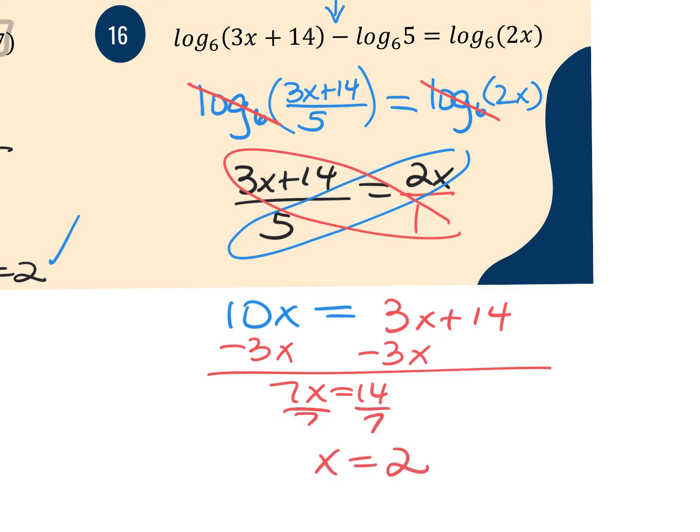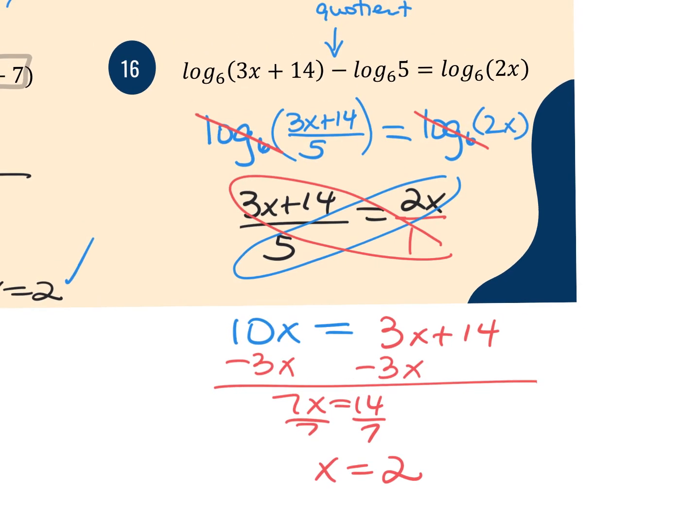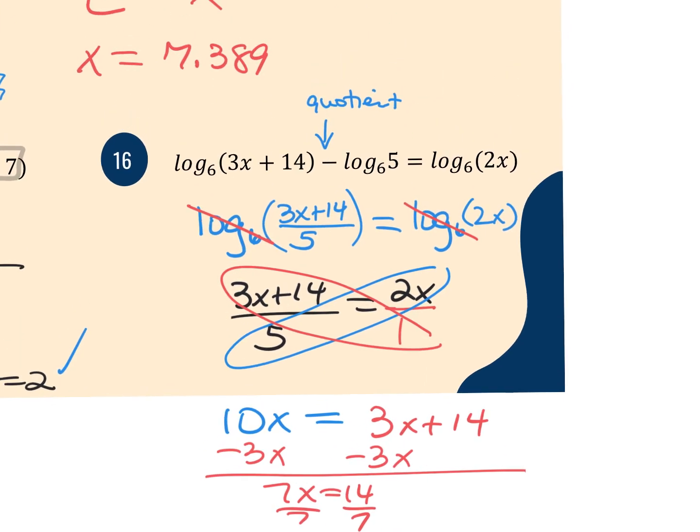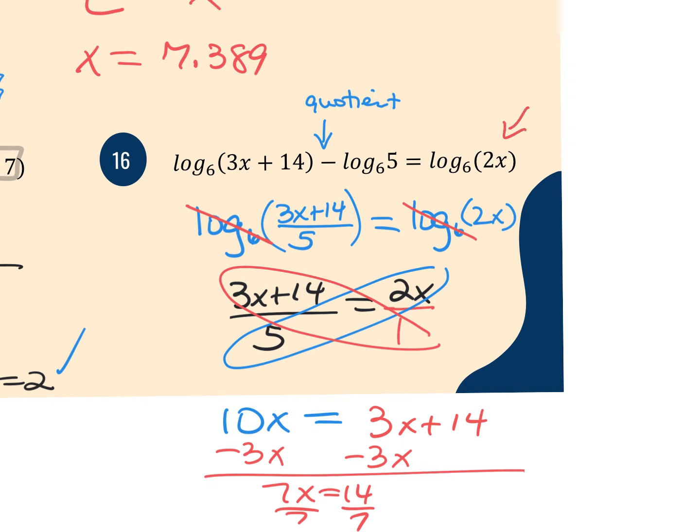Now, because my original question was in log form, I need to check this answer. Again, all I'm doing is plugging in every place that I see an x and just confirming that that expression doesn't turn negative. So when I plug it in right here, 2 times 2 is 4. 4 is not negative, works there.